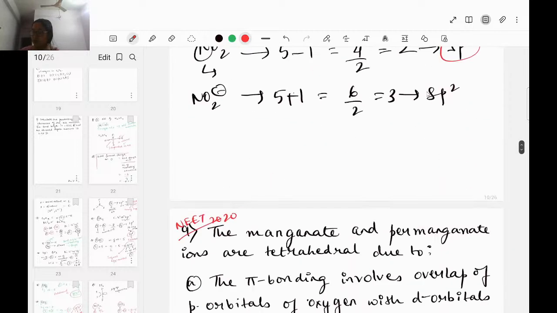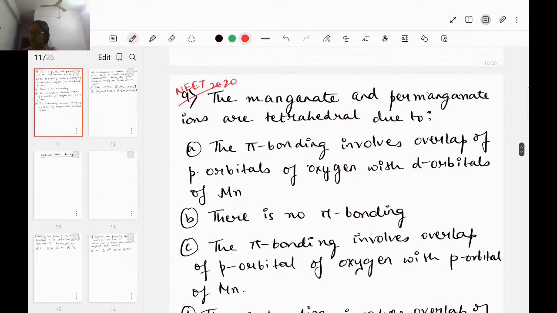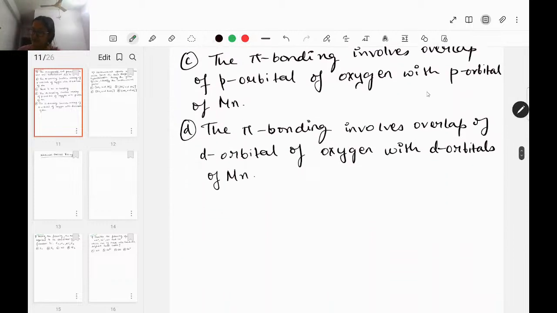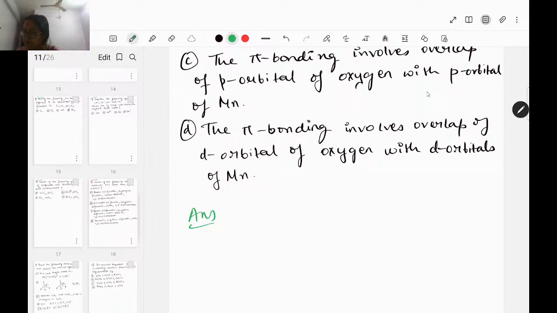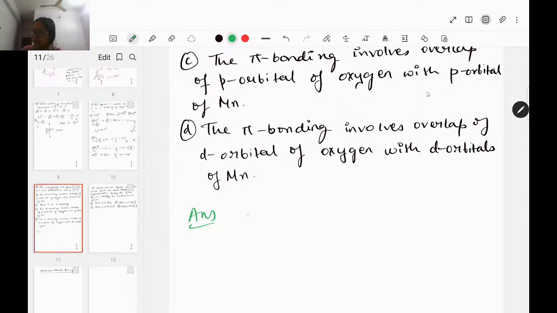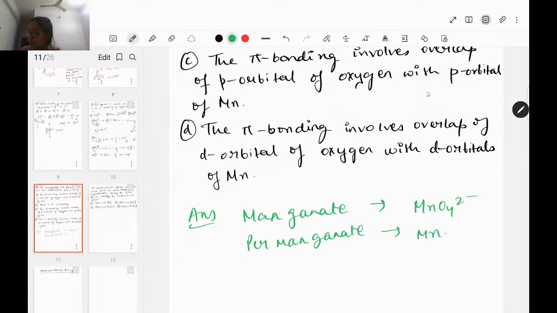Okay then. Now this is a question which came in NEET 2020. The manganate and permanganate ions are tetrahedral due to the pi bonding involves. Before answering this question, what is the meaning of permanganate and manganate ions? Let us see. Manganate is MnO4 2 minus, and permanganate is MnO4 minus. So that is the difference between the two ions.